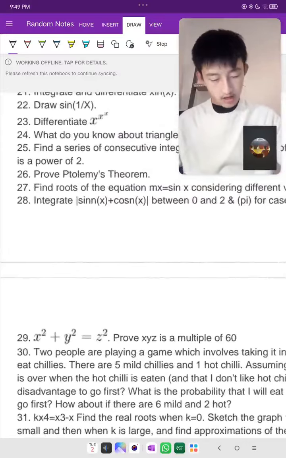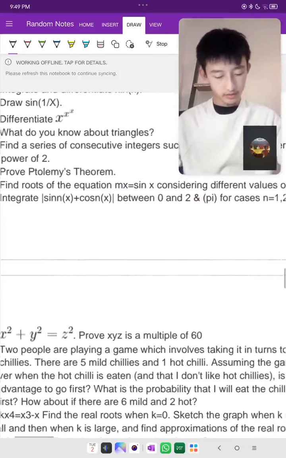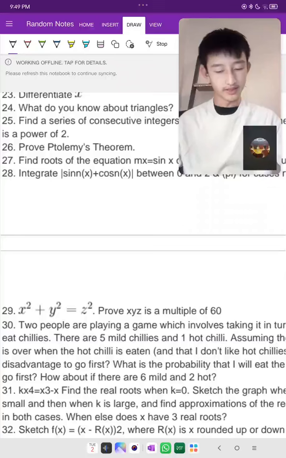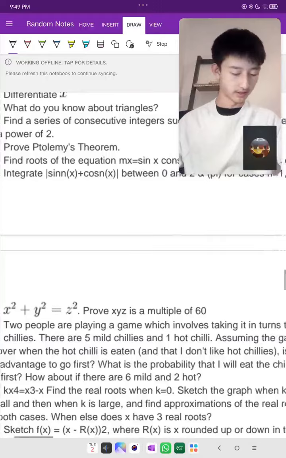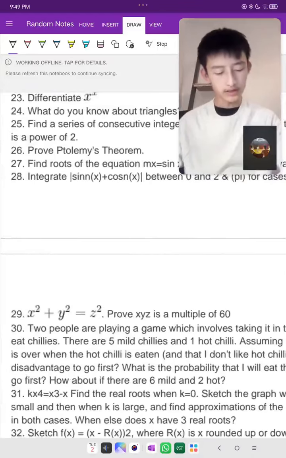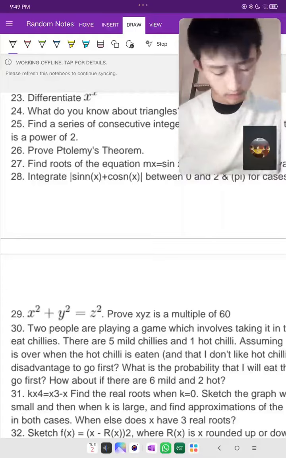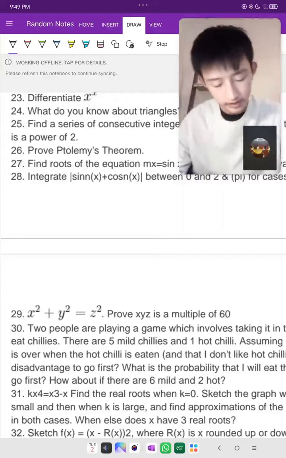Cool. If x squared plus y squared is z squared, prove xyz is a multiple of 60, and I'm going to presume that x, y, and z are integers here. Okay, interesting. I know an example of 3, 4, 5, a Pythagorean triple. 3 times 4 times 5 is certainly a multiple of 60. So how did I go about proving this?